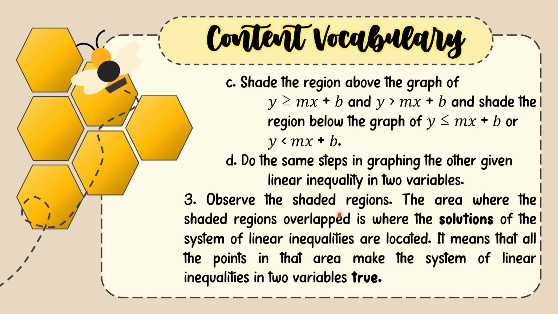observe the shaded regions. The area where the shaded regions overlap is where the solutions of the system of linear inequalities are located. It means that all the points in that area make the system of linear inequalities in two variables true. Now let us apply the steps in the given examples.